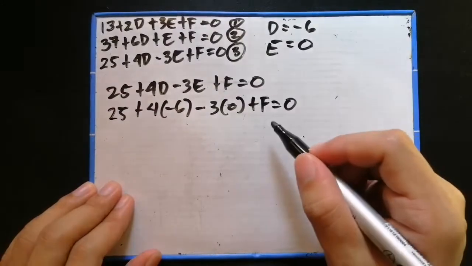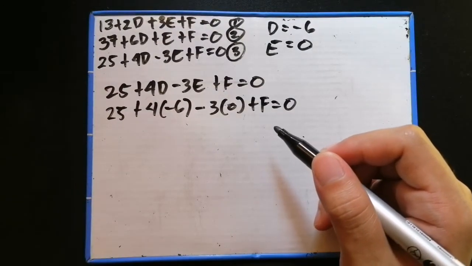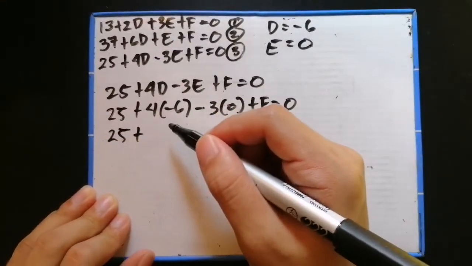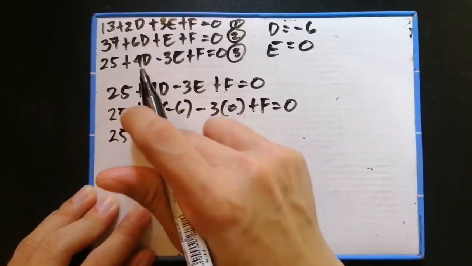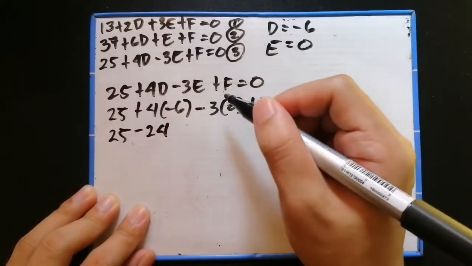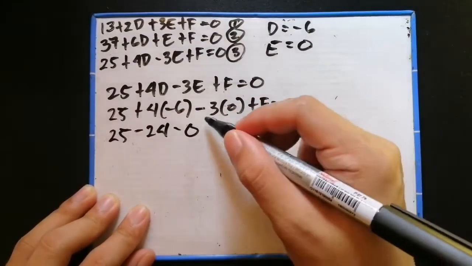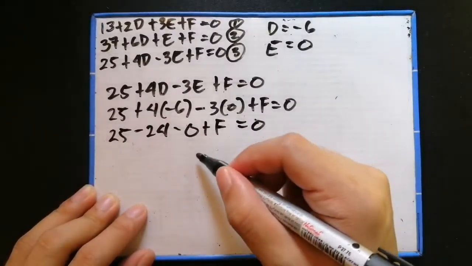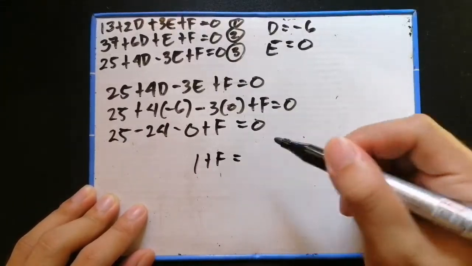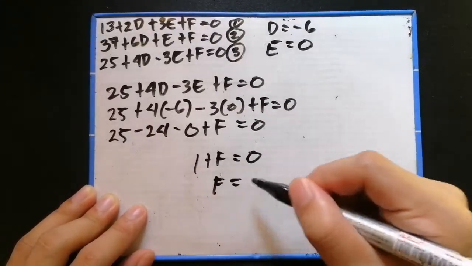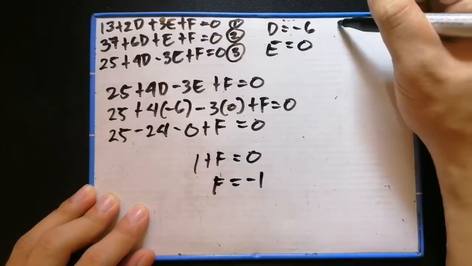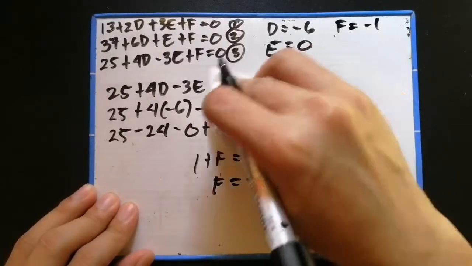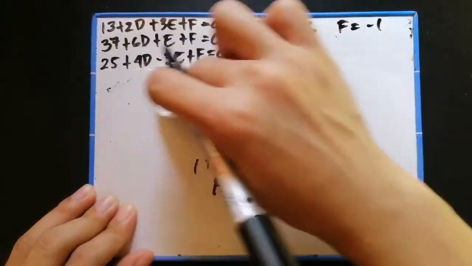So, ngayon, pwede na nating mahanap yung value naman ni F. So, 25 plus 4 times negative 6 would be negative 24. So, minus 24. So, 0 minus 0 plus F is equal to 0. 25 minus 24 is just 1 plus F is equal to 0. F is equal now to negative 1. So, naharap na rin natin si F. Kompleto na yung 3 unknown variables natin.